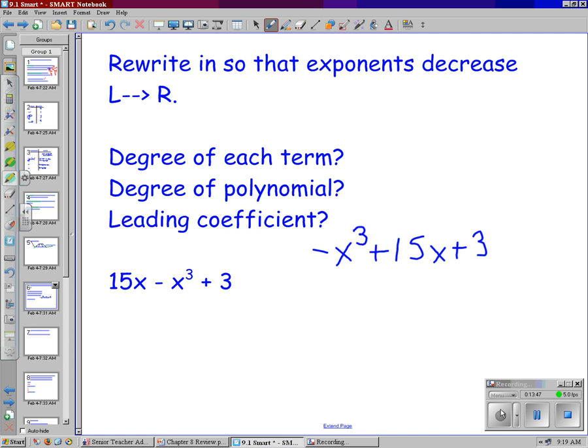So, what is the degree of each term? What's the degree of this term, ladies and gentlemen? 3. How about this one? 1. How about this one? 0. Cool. What's the degree of the polynomial then? 4. Oh, wait. 3. Which term has the highest degree? The first, second, or third one? First. What's its degree? 3. Then the degree of the polynomial is 3. Whichever term has the highest degree, that is the degree of the polynomial.